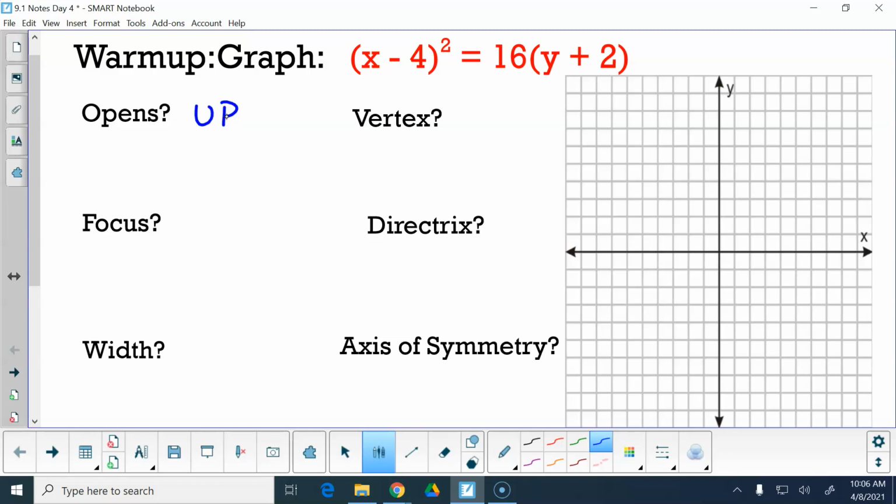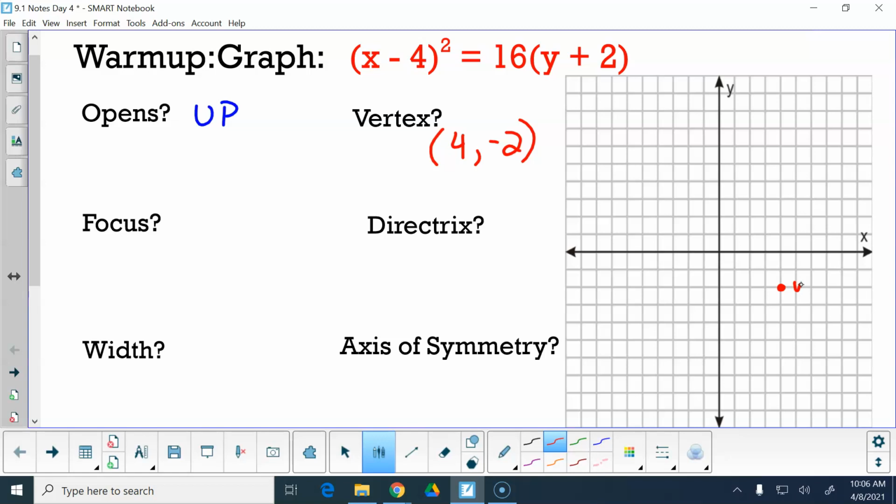Okay. Miss Galligan, what's the vertex? 4, -2. Love it. Because both of them are in parentheses, so we think oppositely on both. And so that point graphs would be 1, 2, 3, 4, 1, 2, right there. We put a little V for vertex. Love it. Okay?